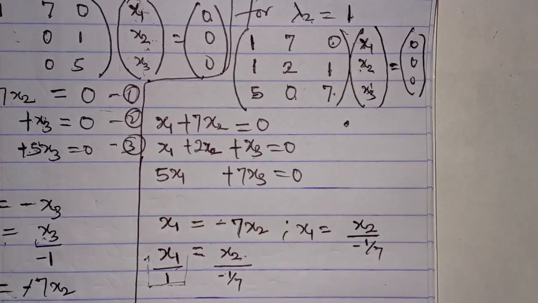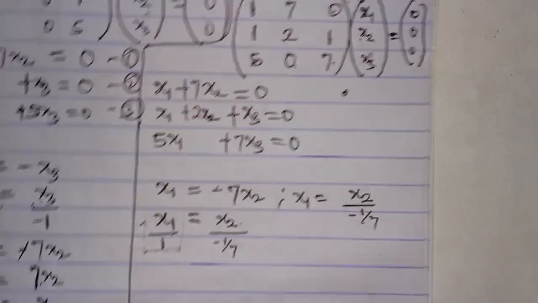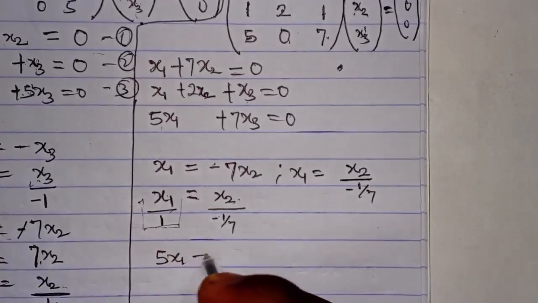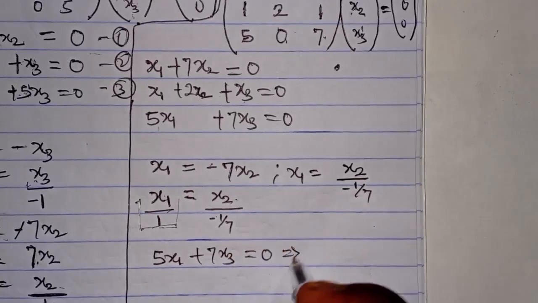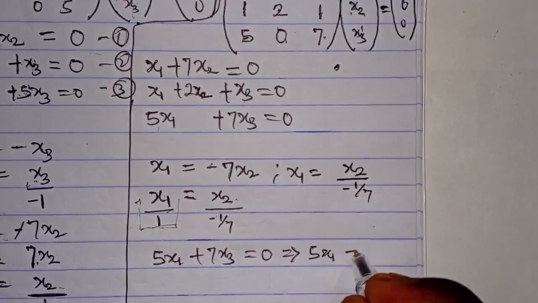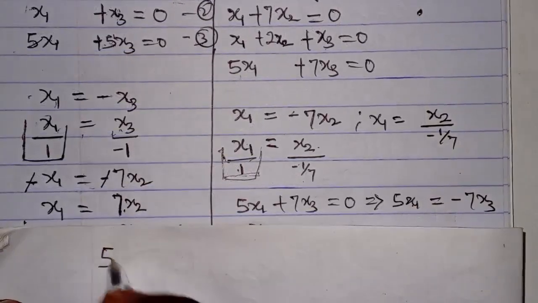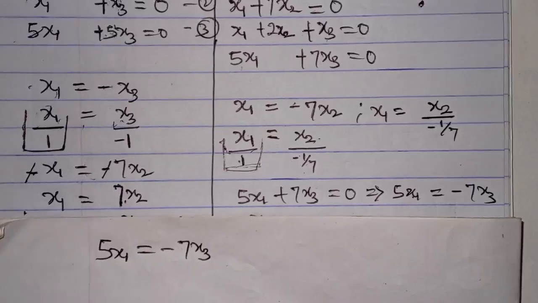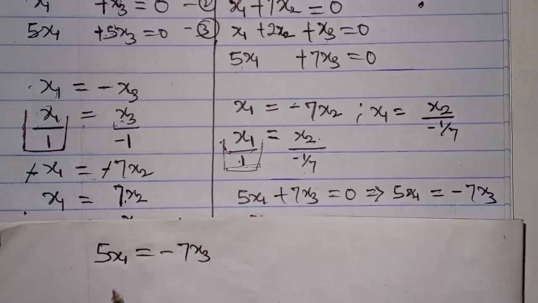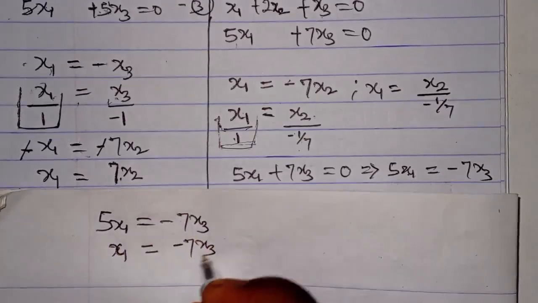From equation 3, we have 5x1 plus 7x3 equal to 0, which is equivalent to 5x1 equal to negative 7x3. I can just remove the coefficient of x1 by dividing both sides by 5. So I will say x1 equals minus 7x3 all over 5.